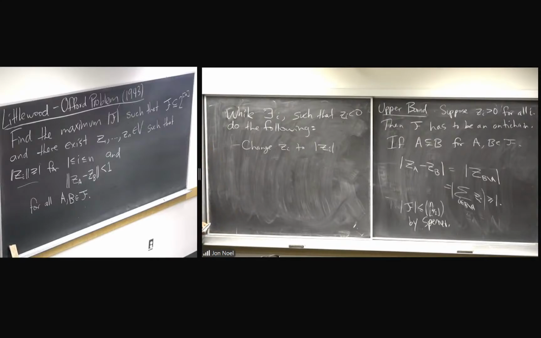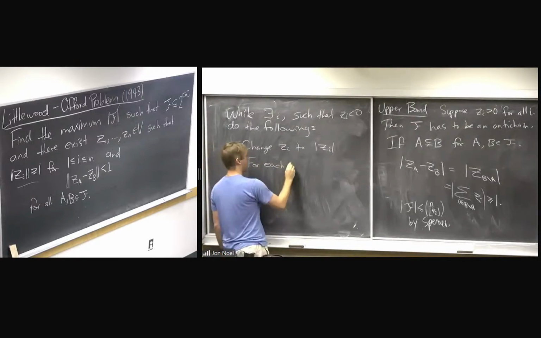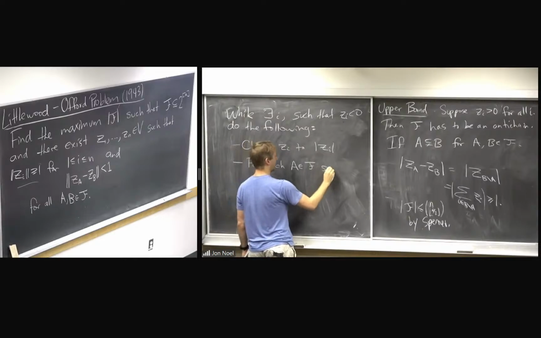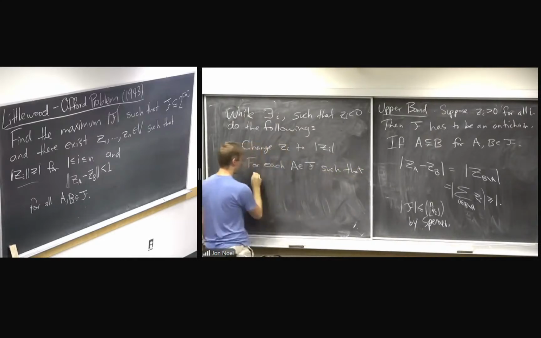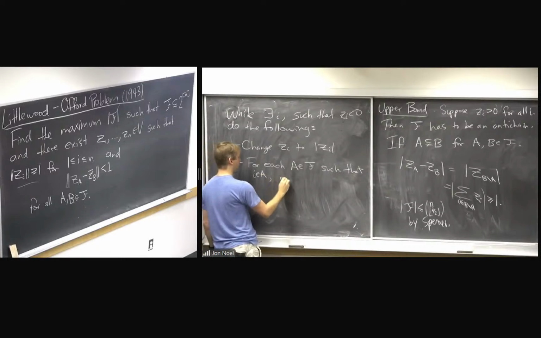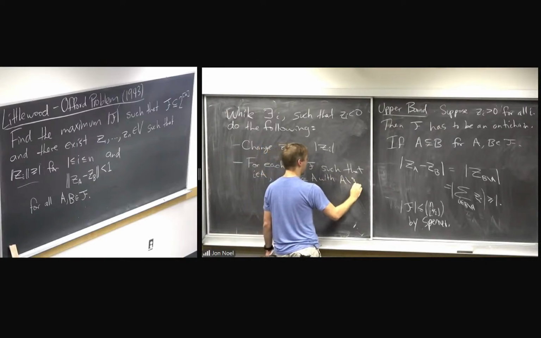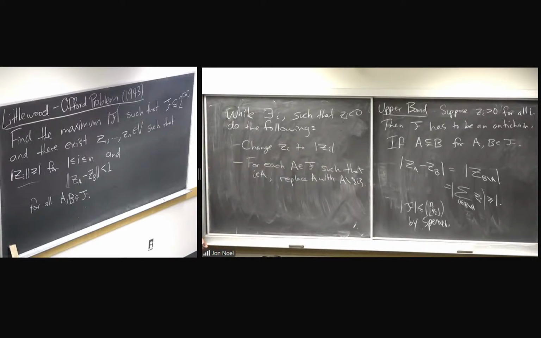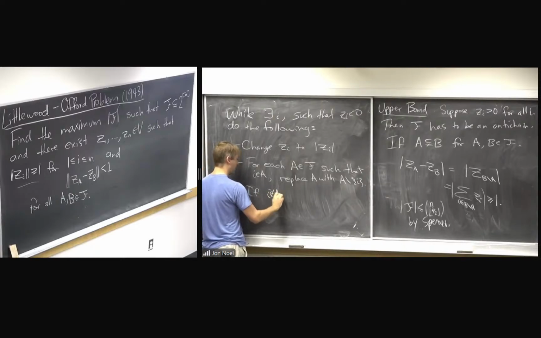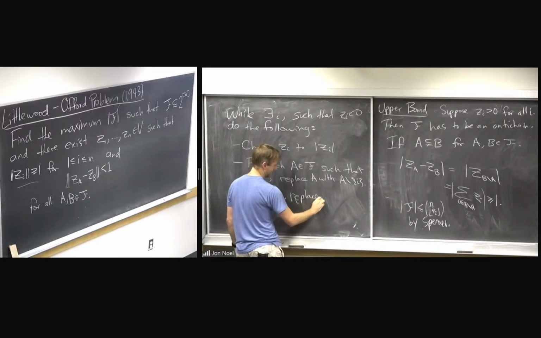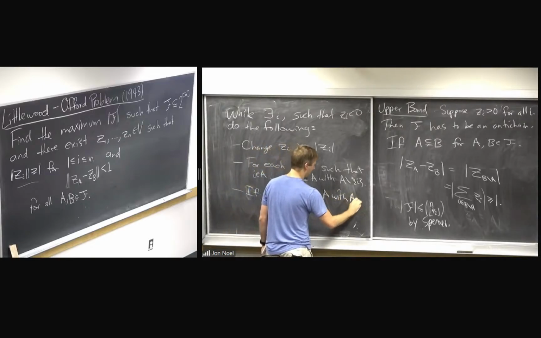But then I change my sets. For each A in F such that i is in A, replace A with A minus i. And do the opposite thing if it doesn't contain i. So if i is not in A, replace A with A union i.